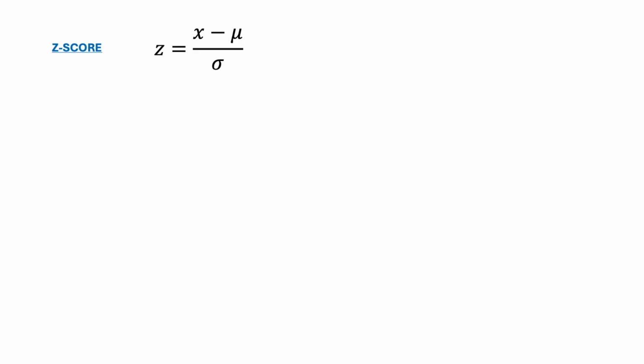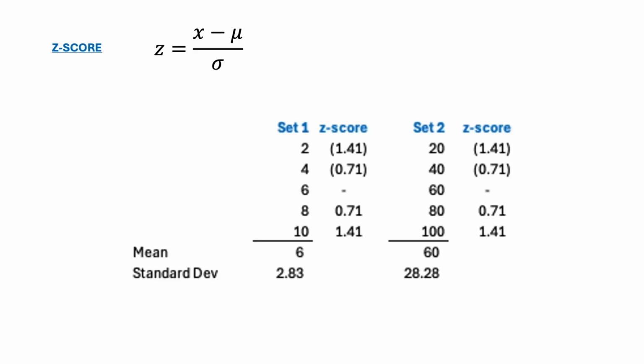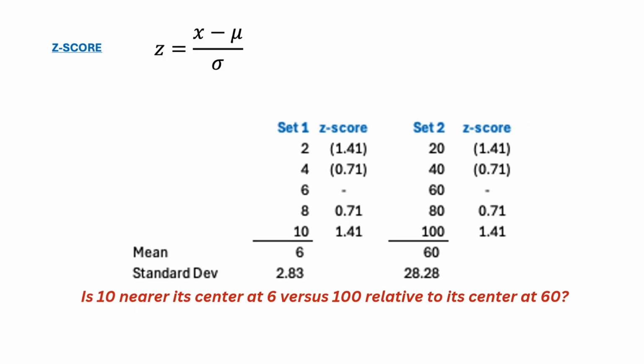That is, units of standard deviations. So imagine this: two sets of numbers where the second set is just a multiple of the first. And take a look at this. We'll also compute the z-scores. Question: is 10 as near its center at 6 as 100 is to its center at 60? Well, on an absolute basis, no. 10 is 4 units away from 6, while 100 is 40 units from 60. But obviously, on a relative basis, they are exactly the same relative distance.